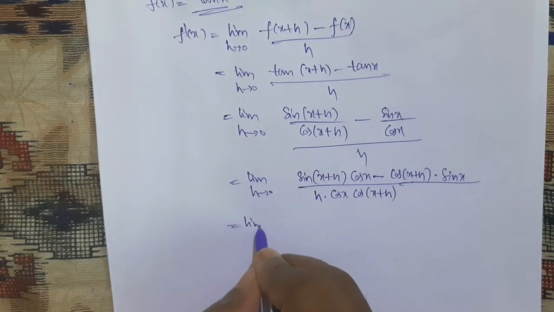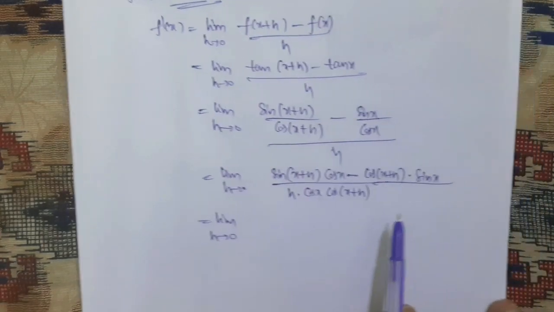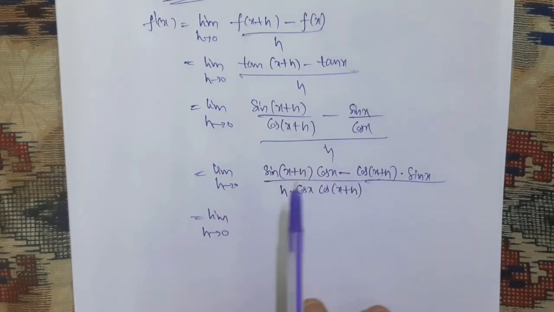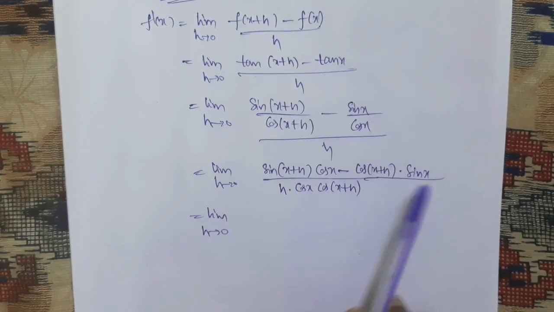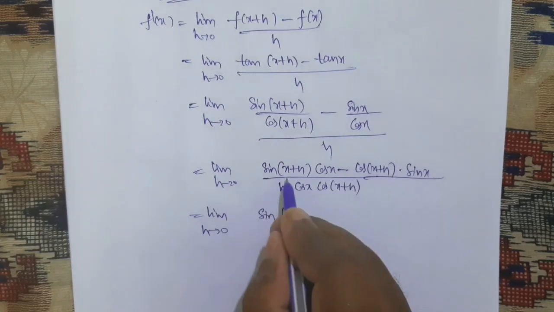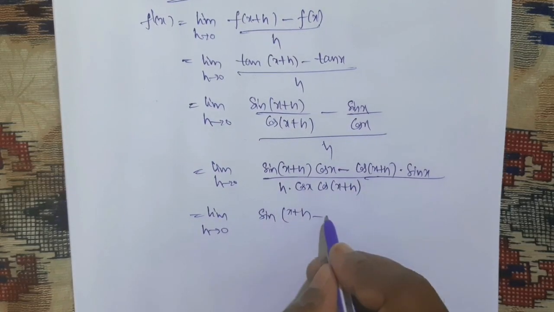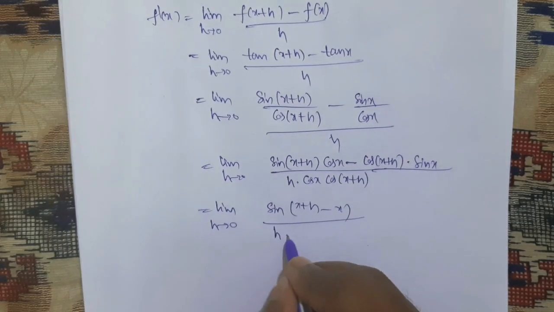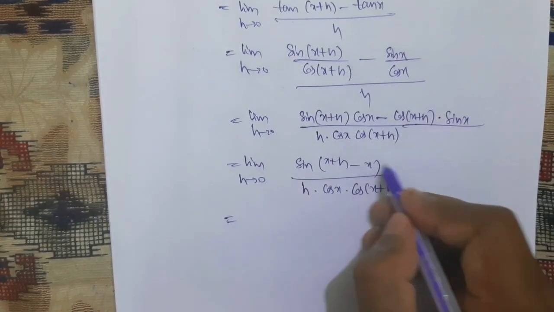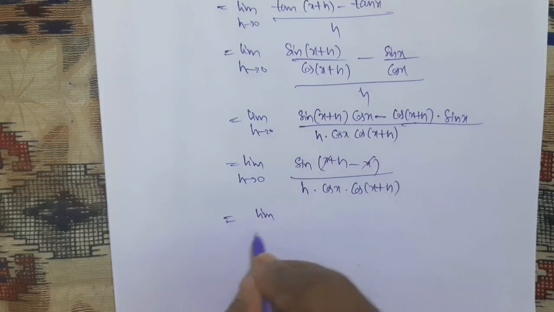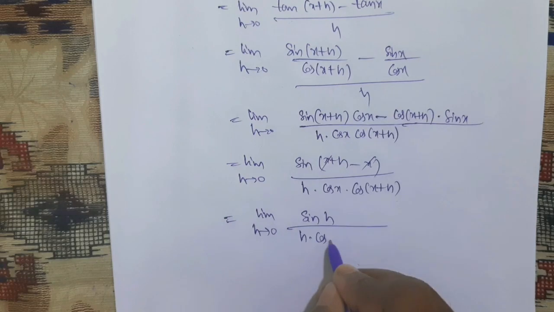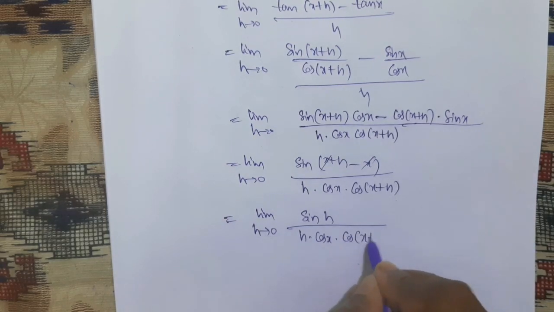Then if you observe the numerator, sin of x plus h into cos x minus cos of x plus h into sin x, this is in the form of sin a cos b minus cos a sin b, and this formula is sin of a minus b. What is a here? x plus h, minus b, what is b? x, divided by h into cos x into cos of x plus h. Here x and x cancel, and we will get limit h tends to 0, sin h by h into cos x into cos of x plus h.